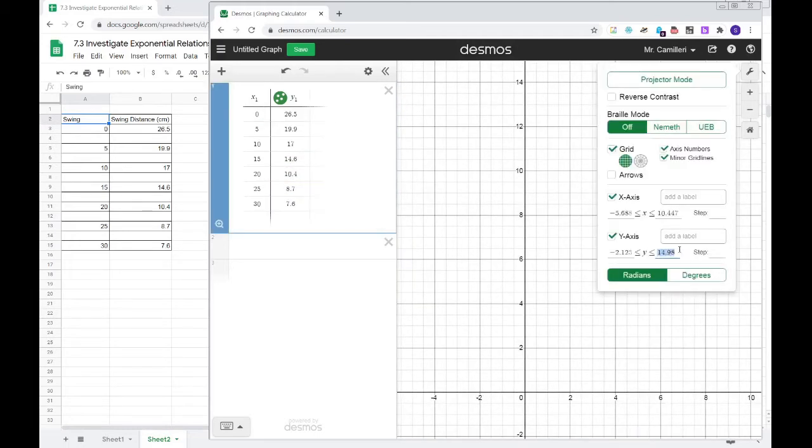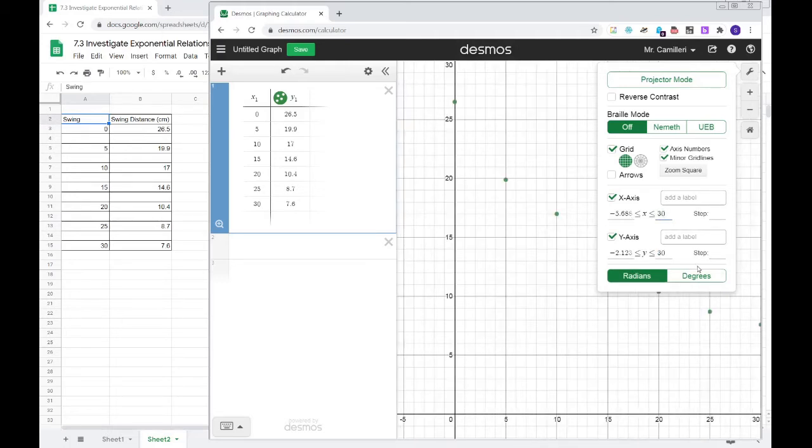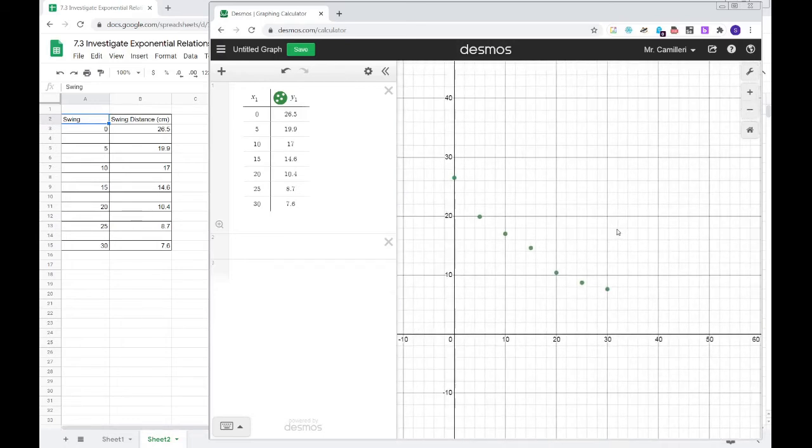My y-axis, I'm going to let it go up to 30, and my x-axis, I'm also going to make that go up to 30 as well. Zoom out some more. I can see that the pendulum swing is going down, as we can tell from the graph, and it looks like it's forming some kind of a curve.